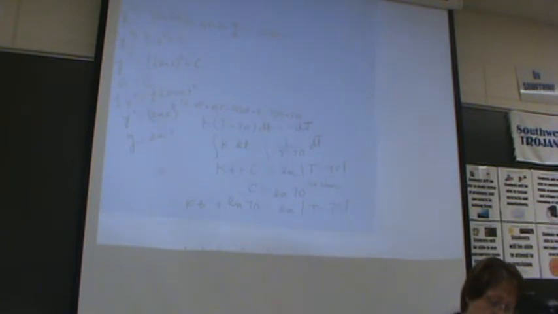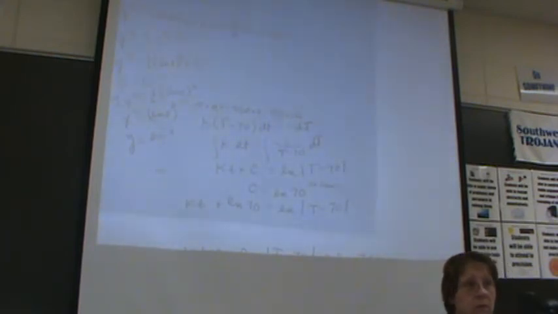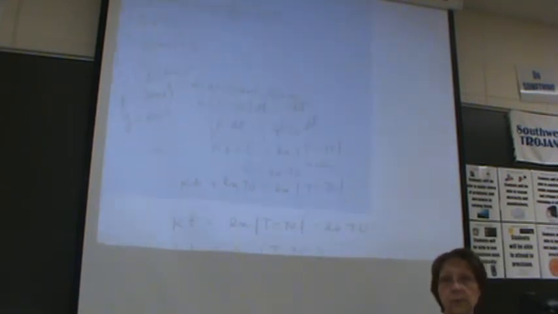Kt would be the ln of the absolute value of t minus 70 minus the ln of 70. Can we simplify those ln's? It would be the ln of t minus 70 over 70. And t would be 1 over k ln of 70 minus 70 over 70. So it's a ratio. Could you move it up here? Does that help on that one?